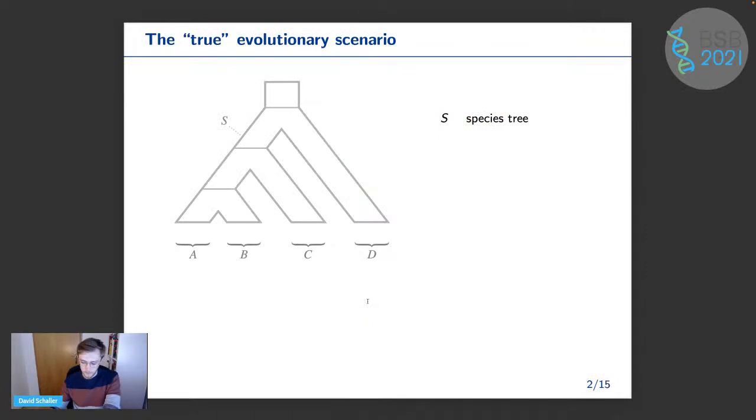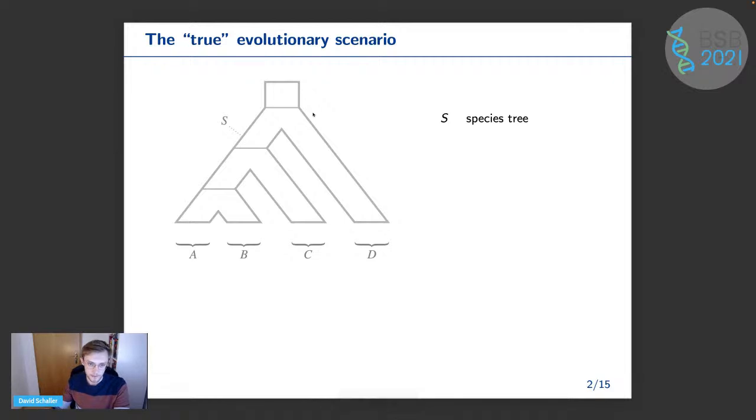So that we're all on the same page, I first want to give you some background on our model, how we imagine evolution to progress. This is basically a summary of what Mark already told you in the last session. We assume that there is some underlying true scenario with a species tree. So we do not consider networks. We have a set of extant species, which are all descendants from a common ancestor.